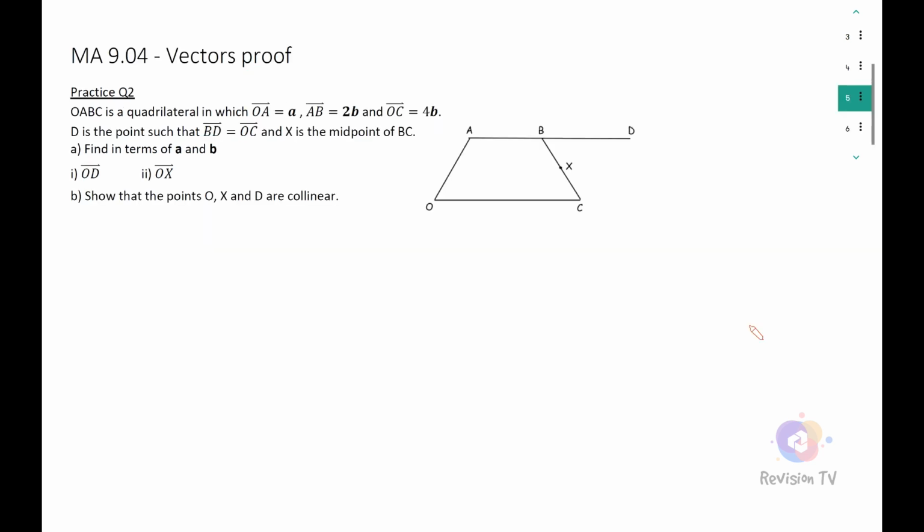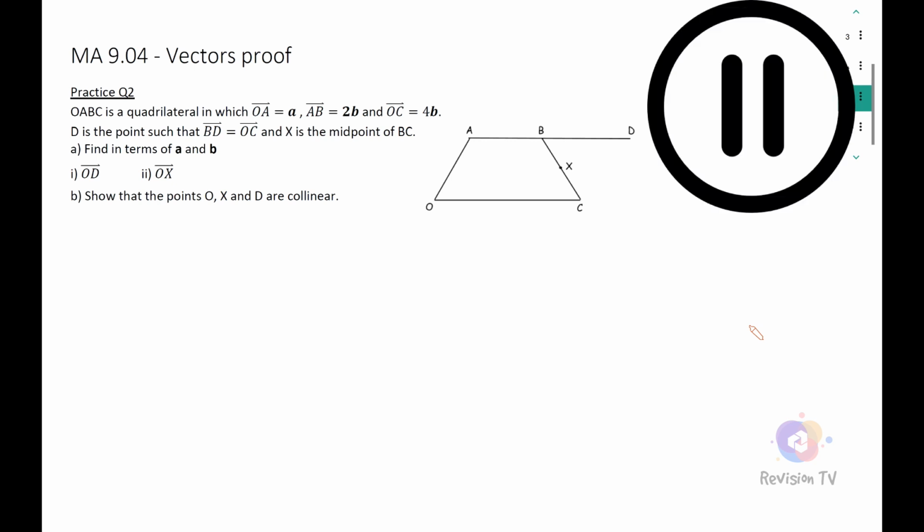Practice question 2, slightly more challenging than the previous one. So see if you're able to work it out yourself. Pause the video, have a go at the question. When you're ready for the answer, you can press play.